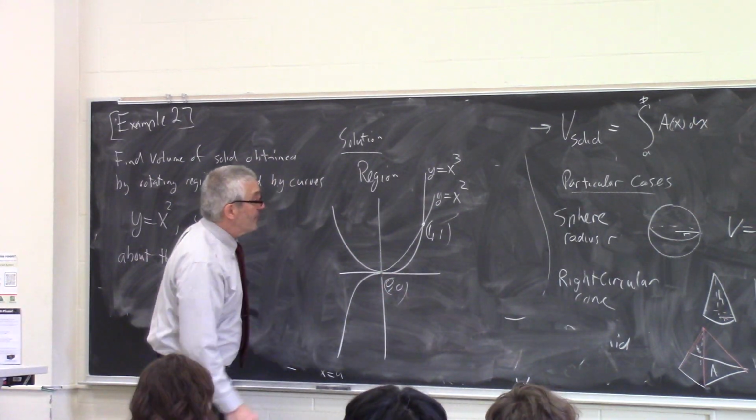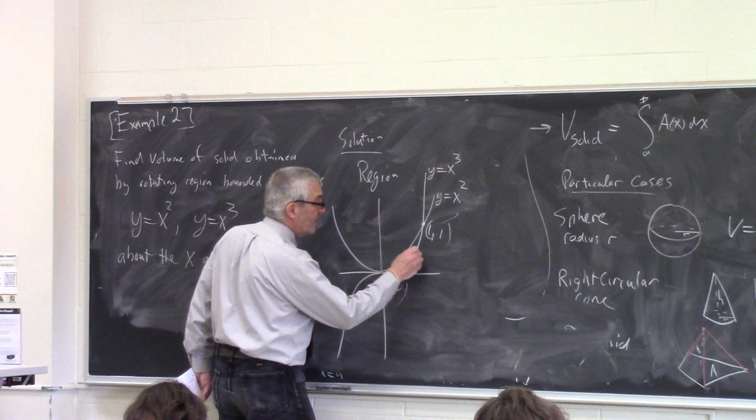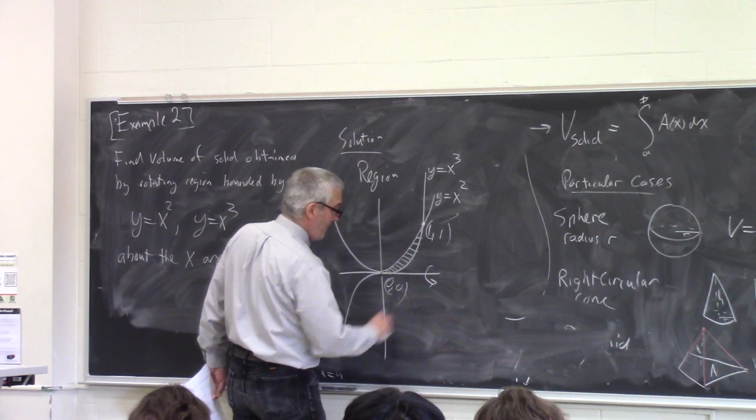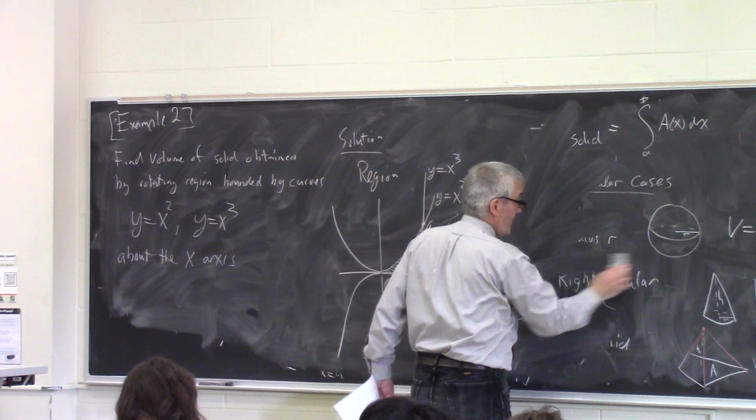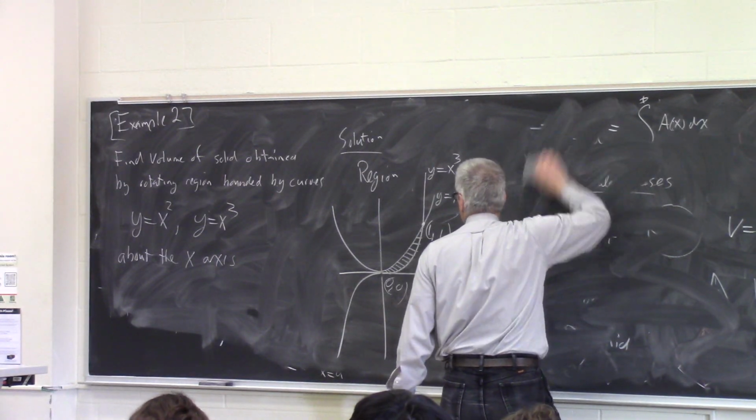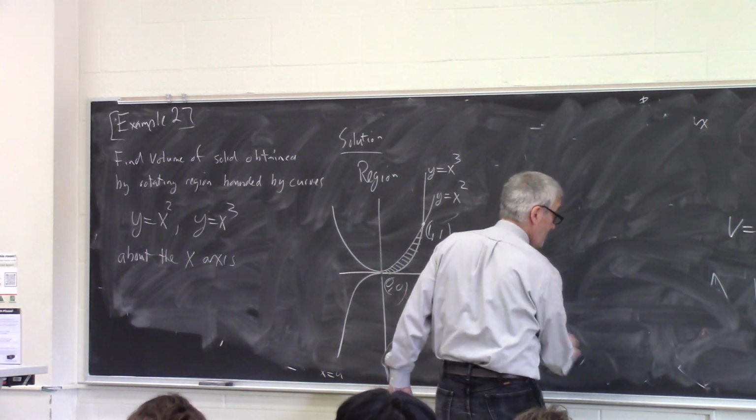So apparently my region is this shaded. And I have to convey that I'm spinning that around the x-axis. So there's my drawing of the region. And then the next thing is I try to fake a drawing of the solid. So really it's just going to be that crescent, that little sliver.